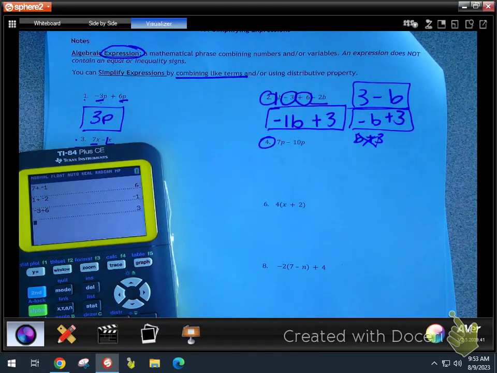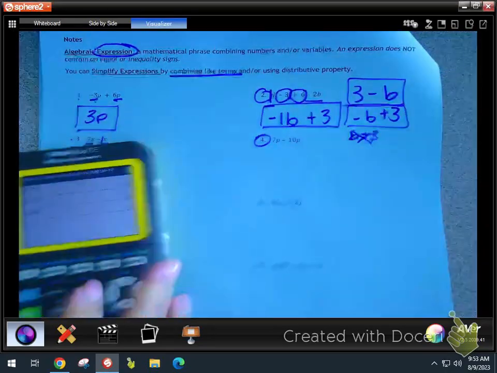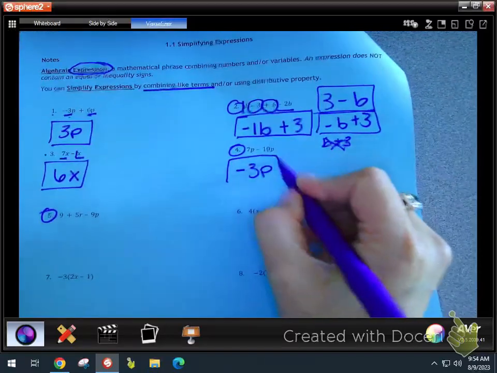All right, what about number 4? 7p minus 10p. You got that one? Negative 3p. Done.